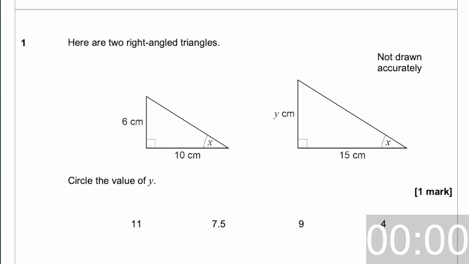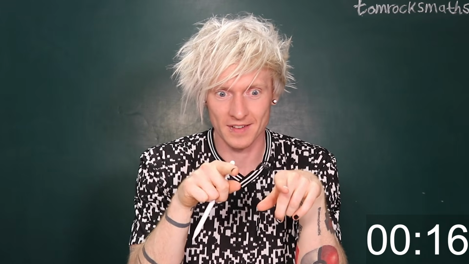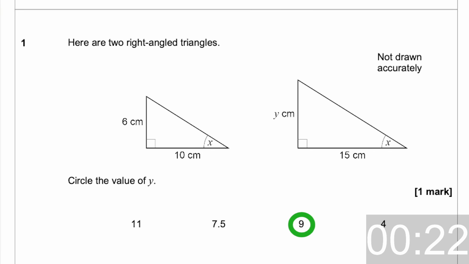Let's go. Okay, question 1. Two right-angled triangles, 6, 10, y. Okay, so these are similar triangles. We've got 10 increasing to 15 because they have the same angle x. 10 is increasing to 15, 1.5 times 10. 6 must increase to 9. So question 1, the answer there is 9. Good start.